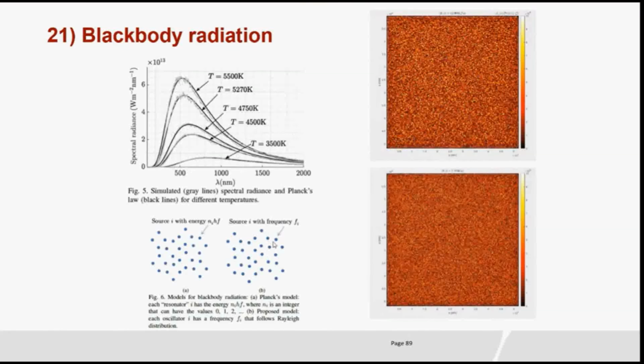So if we compare, Planck first got this formula, and then he had to explain this law that he got, and he explained it with the energy equal to nhf, where f is the frequency and h is the Planck constant. That would be the energy of each oscillator. He considered Hertzian resonators inside the cavity. This is what I show here: this is the Planck model, and this is our model. In Planck's model, each resonator has energy nhf, where n can be 0, 1, etc.